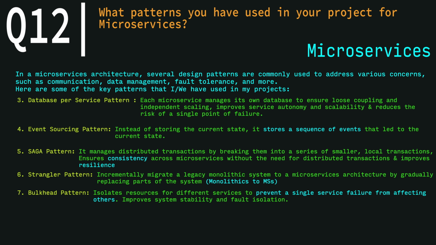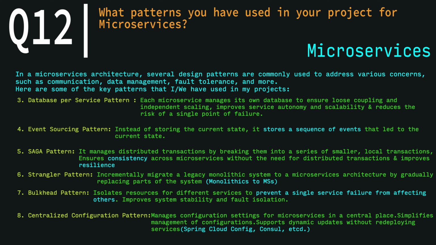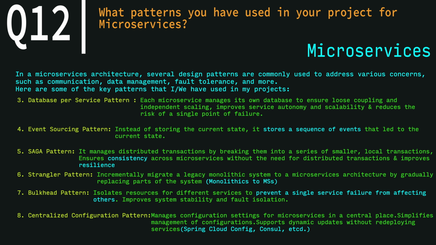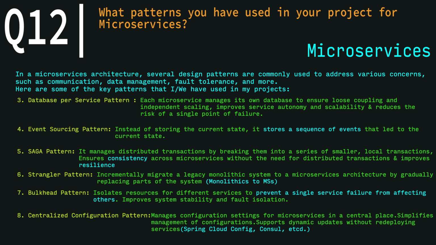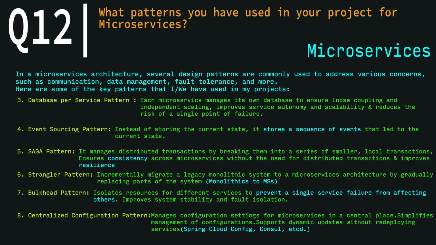Likewise, in microservices, we have other important design patterns like database per service pattern, event sourcing, sagas, transversal patterns, bulkhead pattern, and centralized configuration patterns. Really, all these are very important for the microservices architecture. You can explore them individually. Anyhow, I will cover all these in our upcoming tutorials.